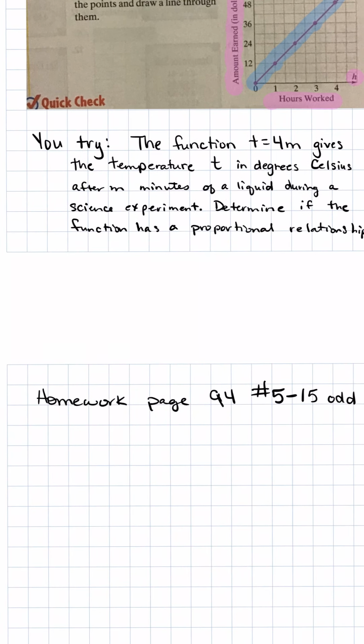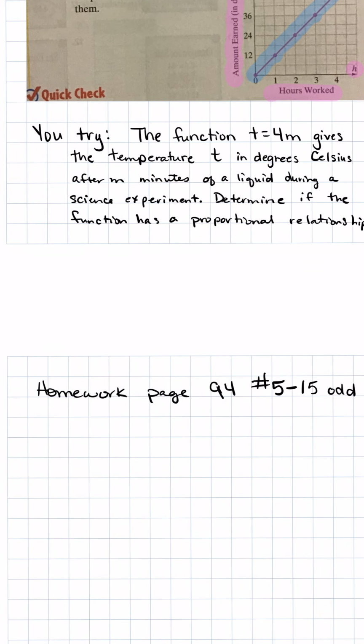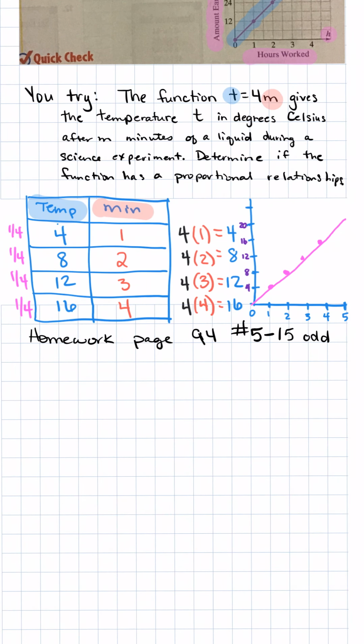Okay, you try this one. The function T equals 4m gives you the temperature T in degrees Celsius after m minutes of a liquid during a science experiment. Determine if the function has a proportional relationship. Okay, so this is what you should have got. I created a table chart. I should have put the minutes on the other side, just so that it was consistent with the 1, 2, 3, 4 on that, but it's the same information.